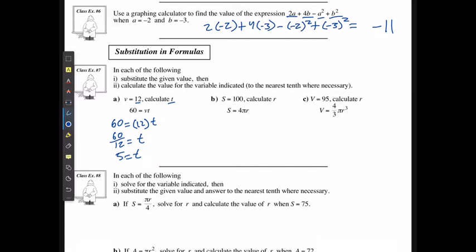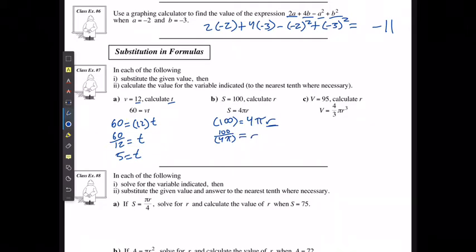In the second one, if s is 100, 100 is equal to 4 pi r, which means that I'm going to divide both sides by 4 pi to solve what r is. 100 divided by 4 pi, when you put in your calculator, make sure that you have the 4 pi in brackets so that it's dividing all of it out, is equal to r.